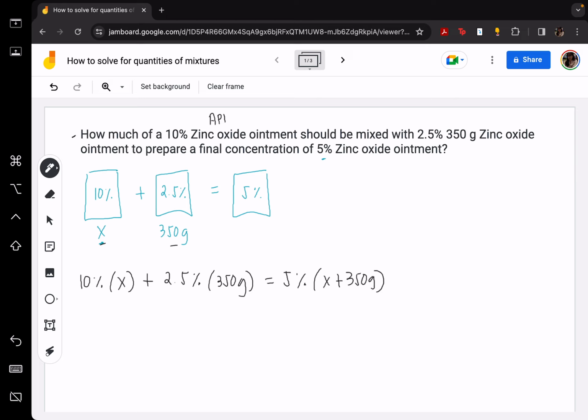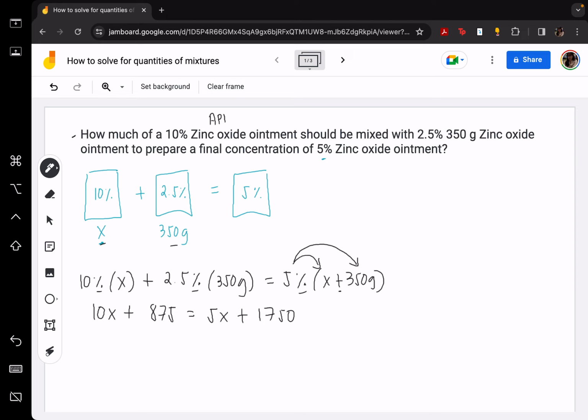Simplifying, if you see percentages, simply ignore them. Handle them as a normal number instead of converting them to decimal to make your life easier. So in this case, 10 times X, 10X, plus 2.5 times 350, 875, equals 5 times X, 5X. Retain your plus sign, do the second distribution. 350 times 5 gives you 1750. These are in grams, by the way.